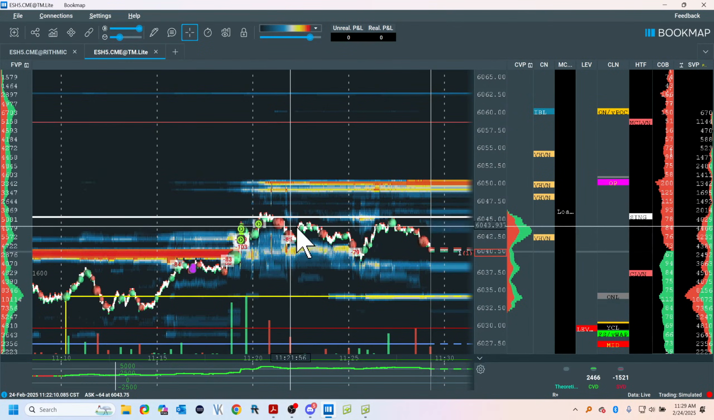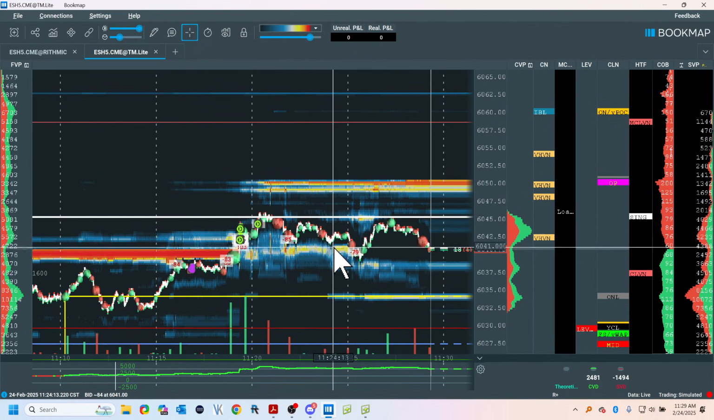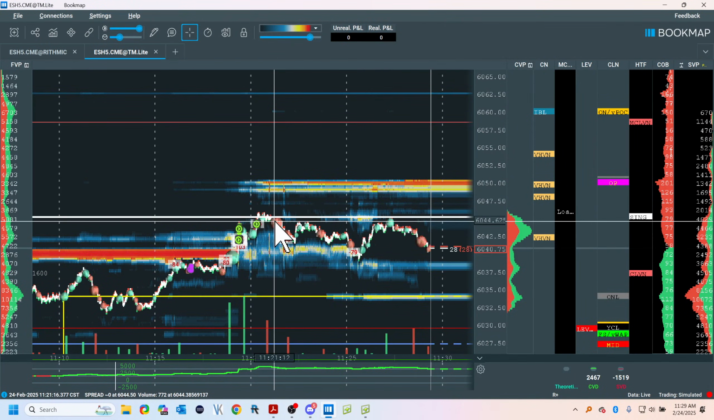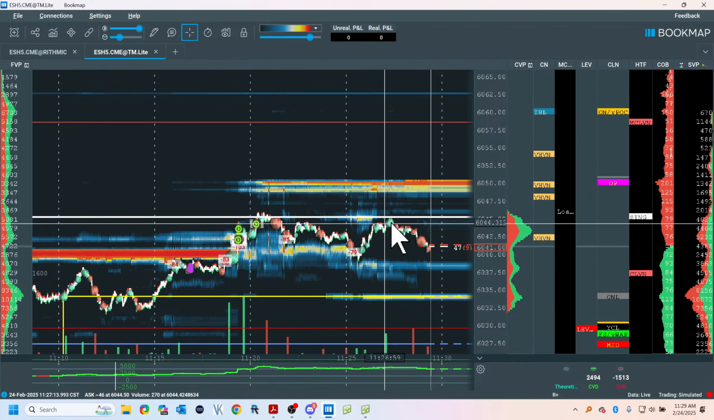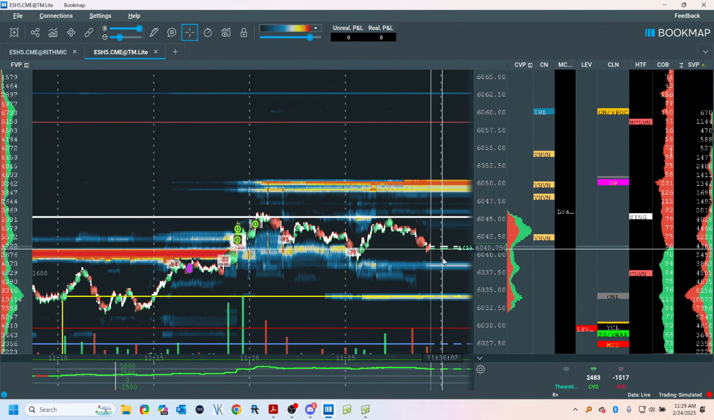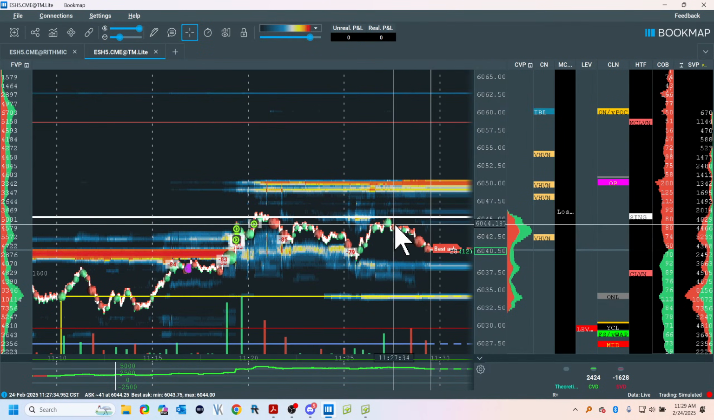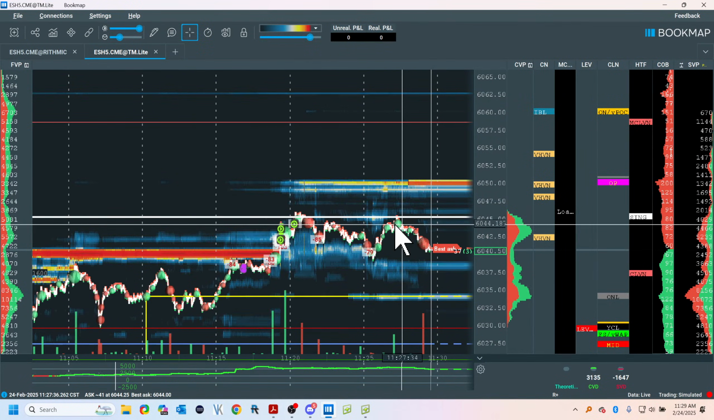Sellers in control. Buyers try here. Sellers in control. Buyers try here. What happened up here? Sellers took control. Resistance. And then down to that VPOC or not. Again, not a trade. It's just structure.